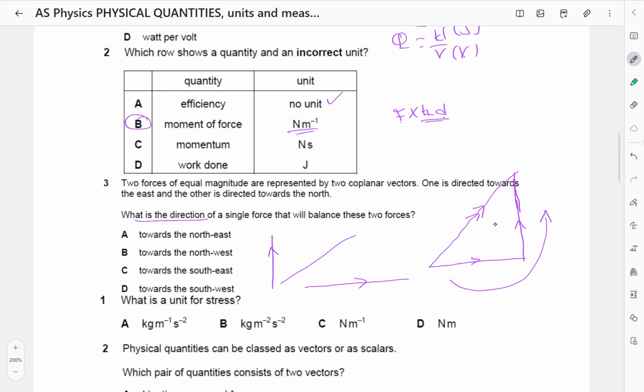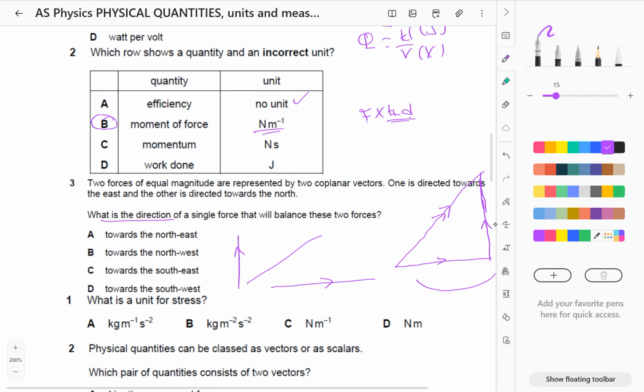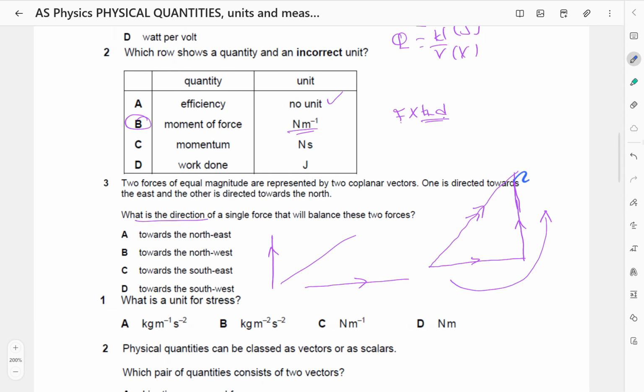That means the force which will balance these two must be in the opposite direction to the resultant. So I think that will be southwest. If we draw a compass, I think this is southwest. So the answer is going to be D. The resultant is northeast, which means the one which balances northeast is southwest. So our answer is going to be towards the southwest.